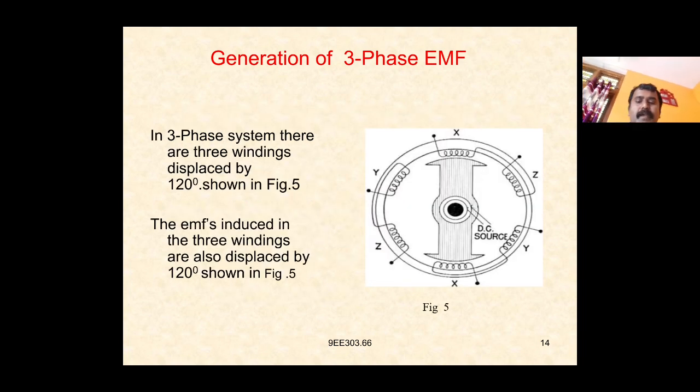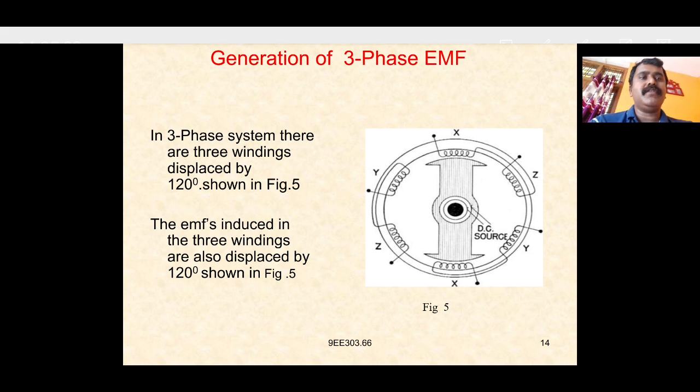Again, let us consider the stationary armature of a two-pole three-phase alternator as three distinct windings displaced by 120 degrees apart from one another. Consider the three coils X and X dash, Y and Y dash, Z and Z dash, fastened in the inner slots of the armature as shown in the figure.